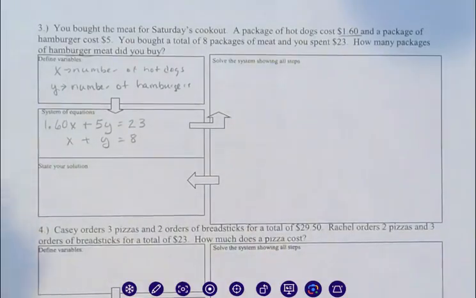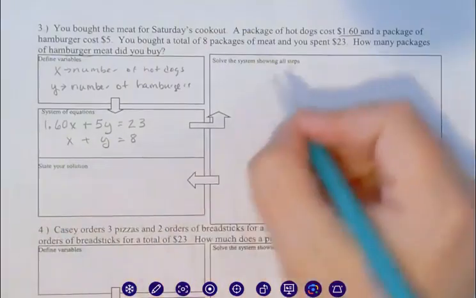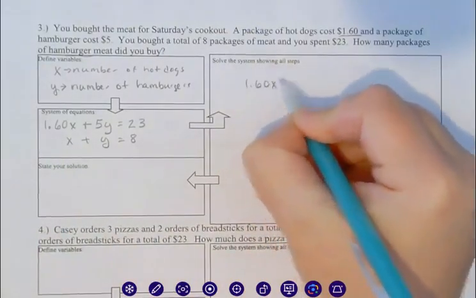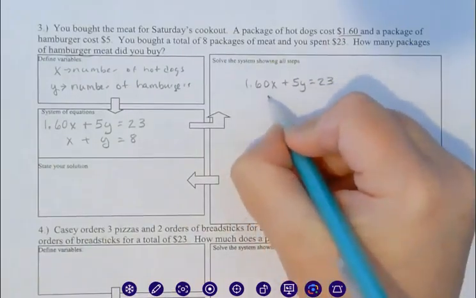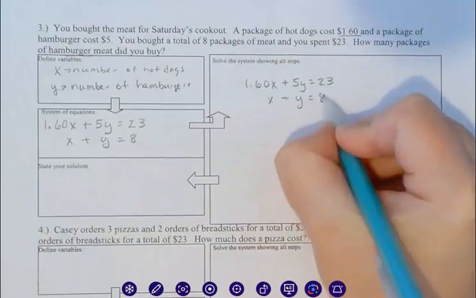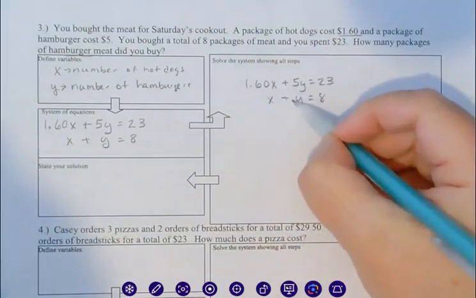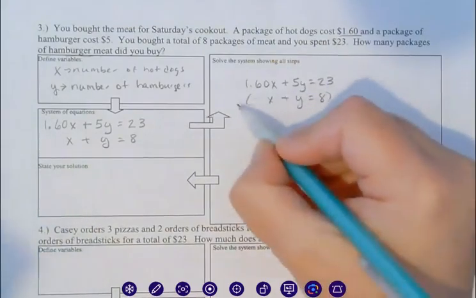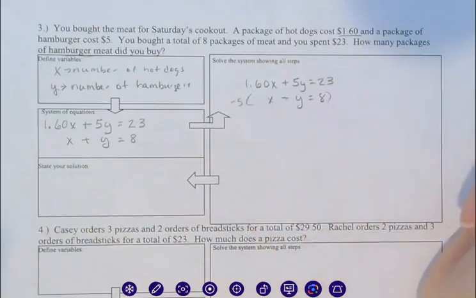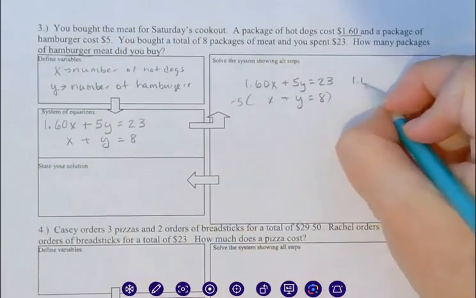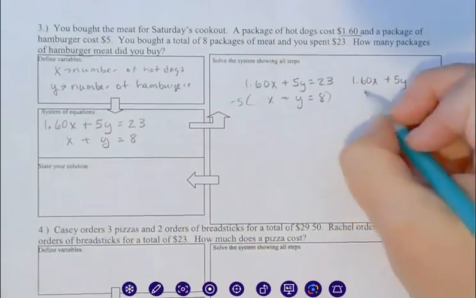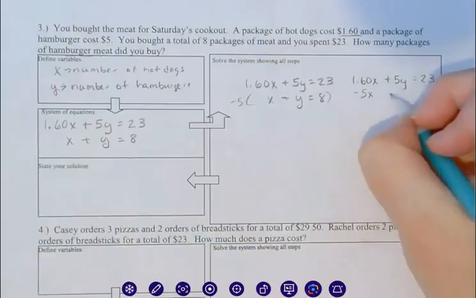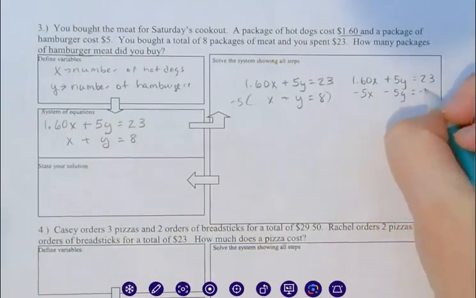So on this one, I think I'm probably going to go ahead and do elimination. So I'm going to stack these. So 1.60x plus 5y equals 23. The other one is x plus y equals 8. And I think I'll try to get rid of the y's. Then maybe I don't have to mess with so many decimals. So I'm going to take this bottom one times -5. So this is 1.60x plus 5y equals 23. And the bottom equation is -5x minus 5y equals -40.